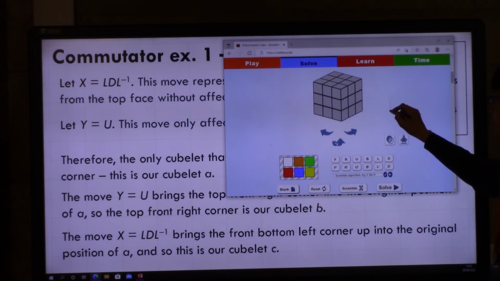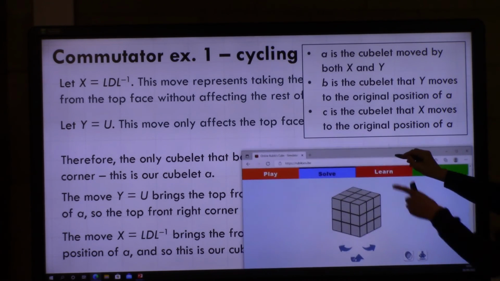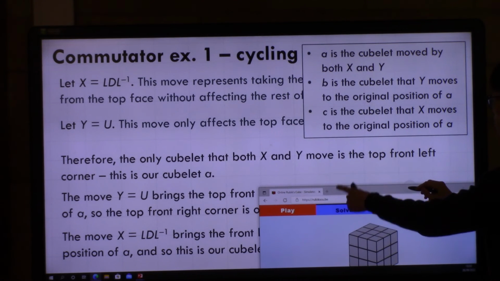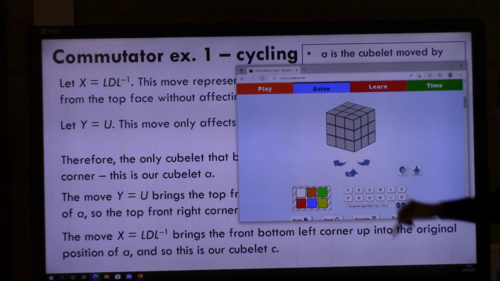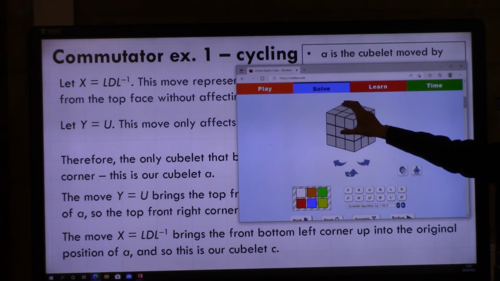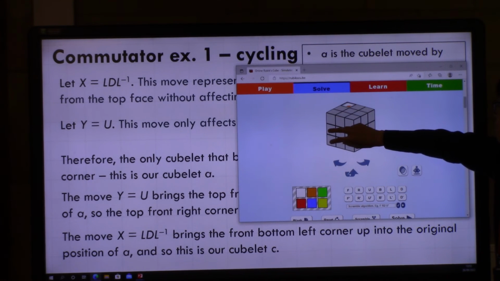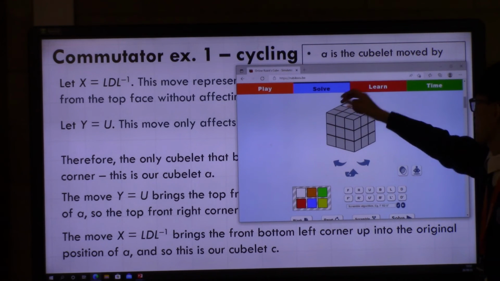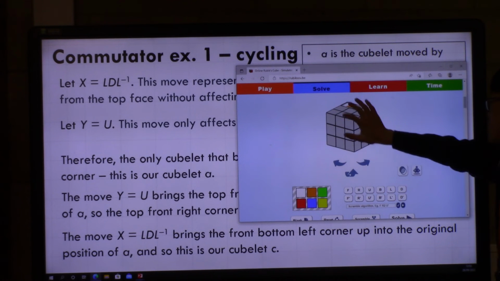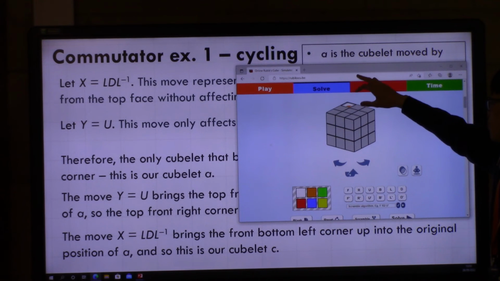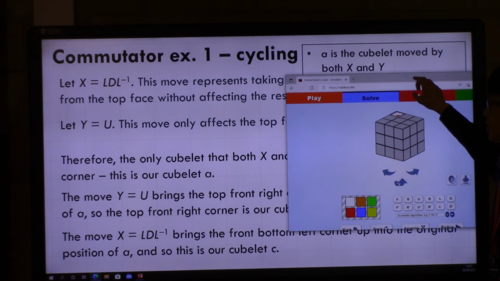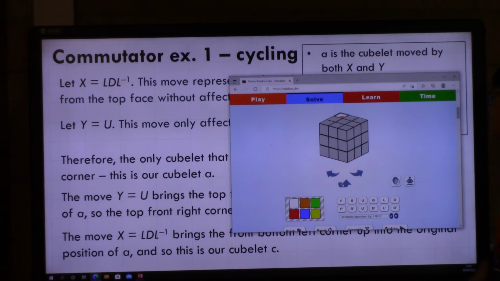Okay. So our cubelet A is the top front left corner. So that's here, and x moves the left face, then the bottom face, then the left face back up, so that affects these cubes here. And then the top face, the only cubelet that both x and y affect is this one here.